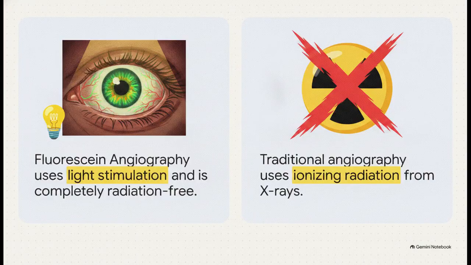To really grasp this update, you've got to understand how this differs from traditional imaging. When you hear the word angiography, you might instantly think of traditional X-rays using ionizing radiation. But actually, fluorescein angiography is completely different. It relies entirely on light stimulation to make the blood vessels literally glow for rapid photography. That means this is a completely radiation-free eye test, which is a really crucial clinical distinction to keep in mind when you're navigating your imaging tables.